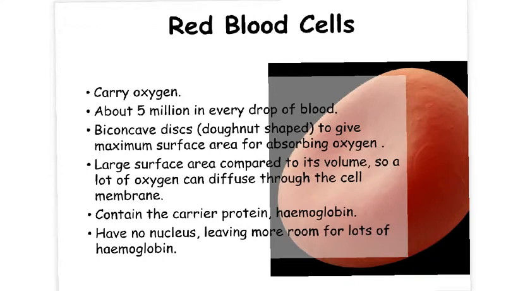Their shape is a biconcave disc shape, which increases the surface area to volume ratio of the cells even further. Red blood cells do not have a nucleus in them, which leaves room for more haemoglobin so that they can carry more oxygen. Haemoglobin is a carrier protein found in red blood cells that carries oxygen, as oxyhemoglobin, from the lungs to the respiring tissues.